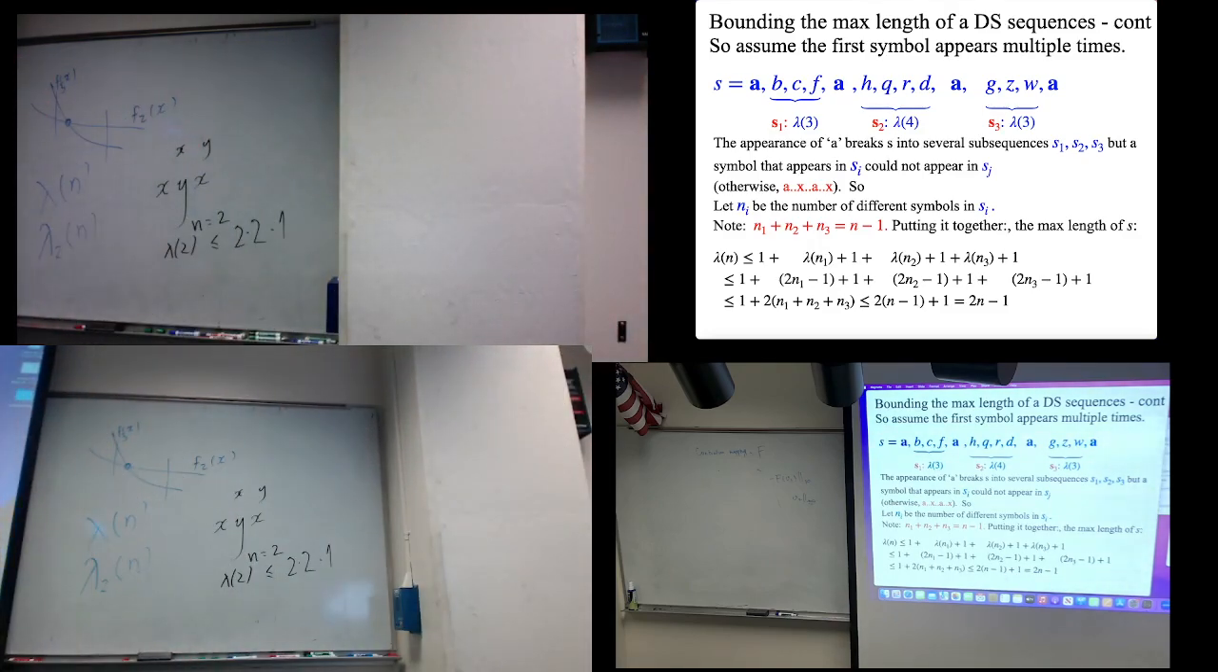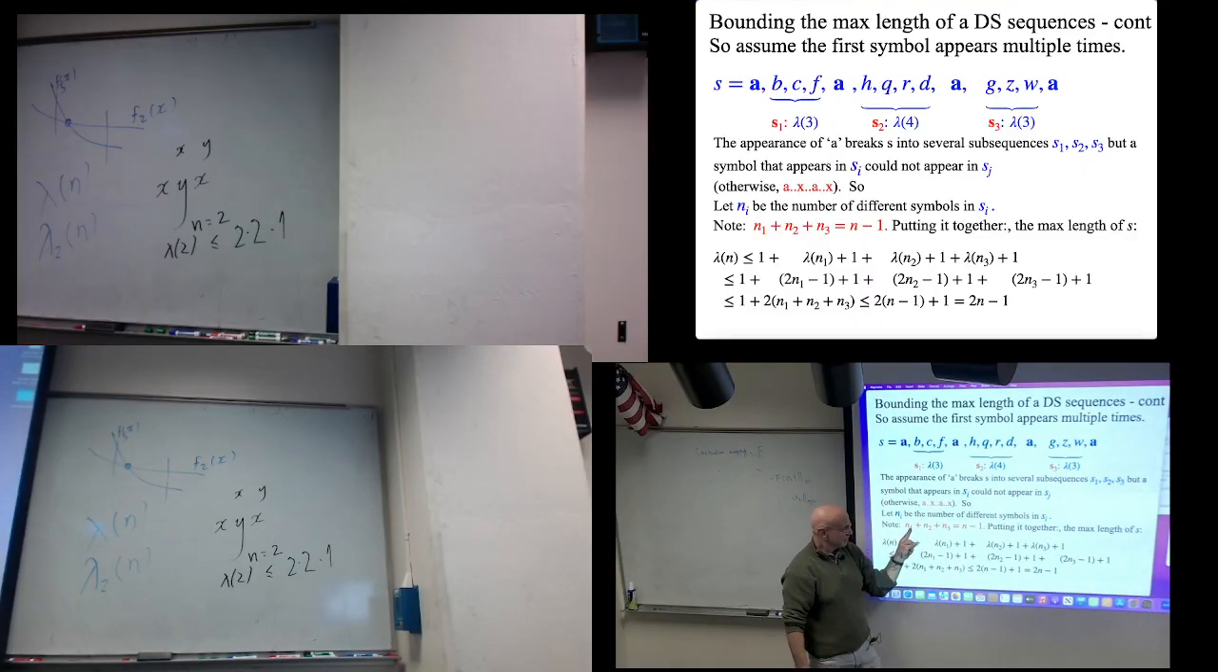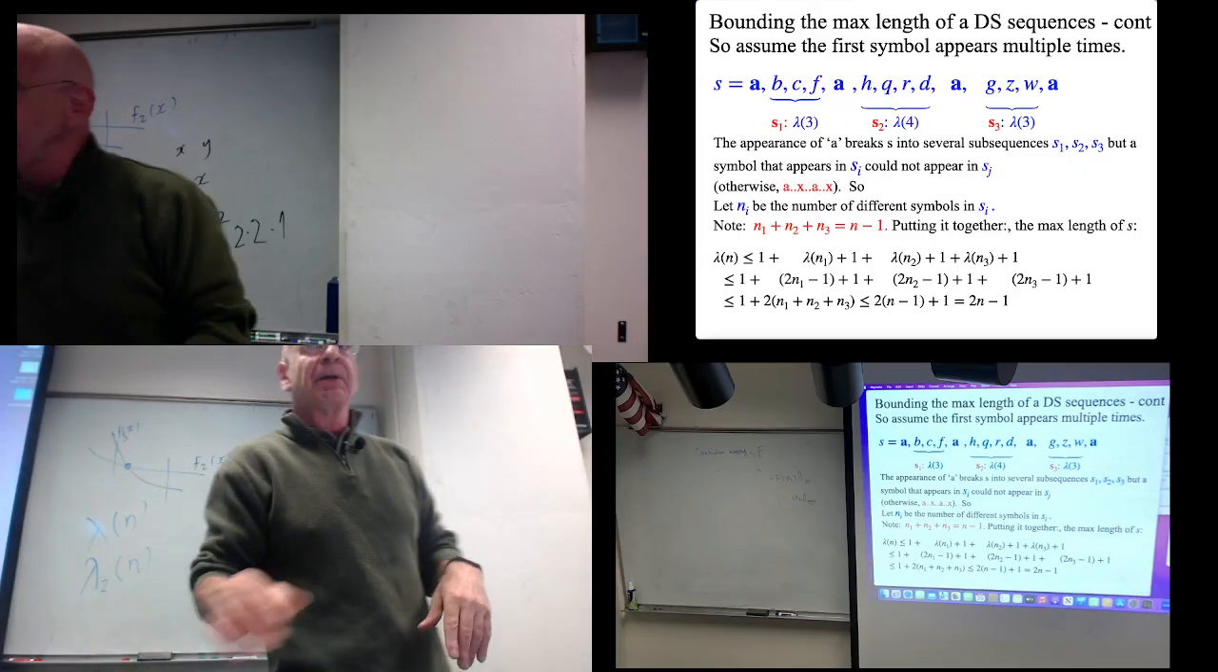Now, where do I use the fact that it is a DS sequence? I used it by saying that if N1 is the number of characters over here, N2 is the number of characters over here, and N3 are the number of characters over here, since I don't have the same characters that appear here and here, or here and here, or here and here, then N1 plus N2 plus N3 is at most N minus 1. Without the DS sequence, I could have ABC over here, ABC over here, ABC over here, and N1 plus N2 plus N3 could have been any number you wish to put there.